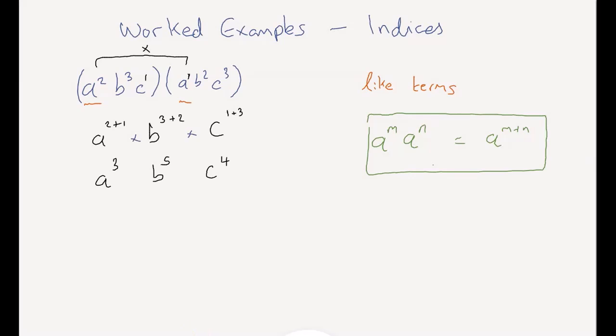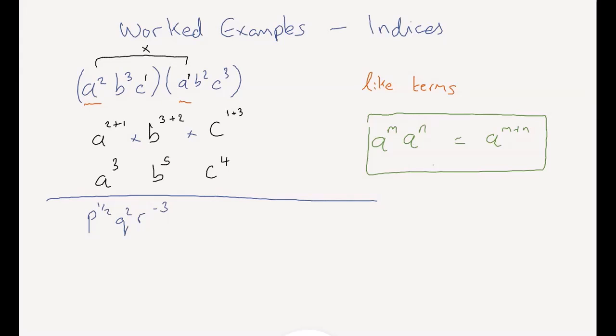Let's do another one underneath. Let's draw a line under there. Let's have a look. Let's bring some fractions in here. So we've got p to the half, q squared, r to the minus 3.